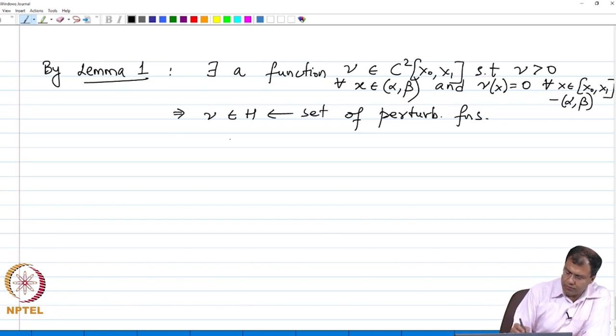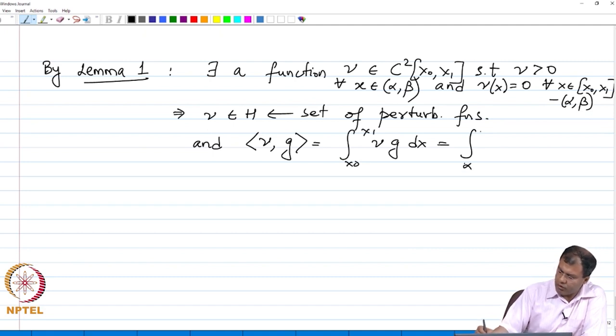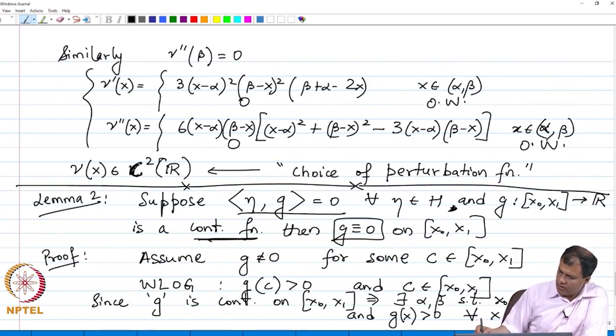So, nu belongs to the set of perturbation functions and the inner product of nu with respect to g, which is the integral from x 0 to x 1 of nu times g dx, will be equal to the integral from alpha to beta, because outside this interval nu is identically 0. I know that this particular integral is positive, because g is positive and nu is positive. So, over this interval the integration must give a positive value, and hence we have arrived at a contradiction, because we have assumed that this particular integration must be equal to 0.